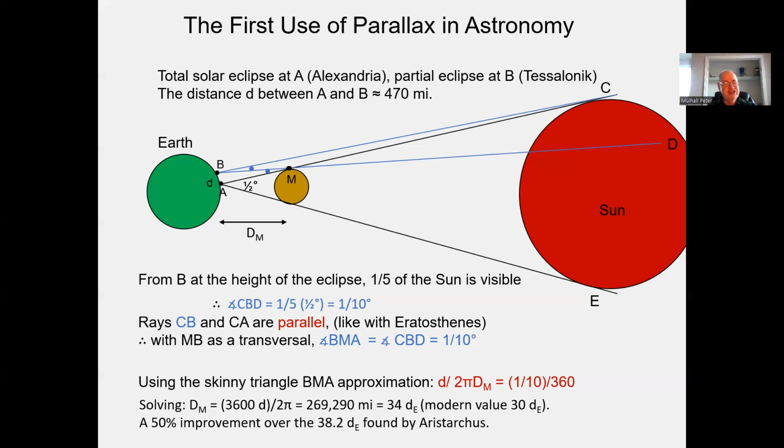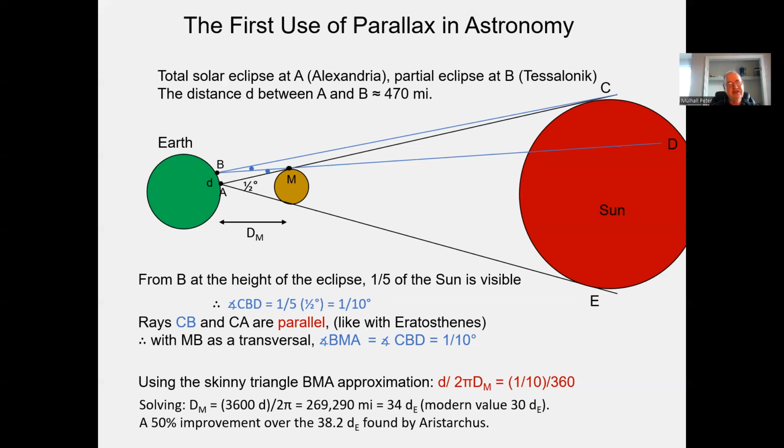But what's more interesting is he improves on Aristarchus. Aristarchus, remember, had 38.2 Earth diameters. Hipparchus gets it down to 34. A nice achievement here in accuracy. A very, very nice piece of geometry.